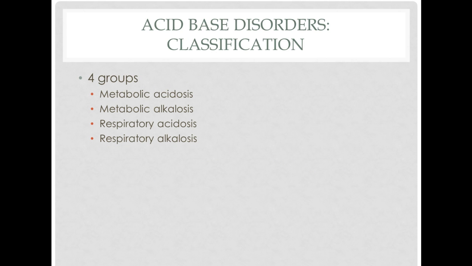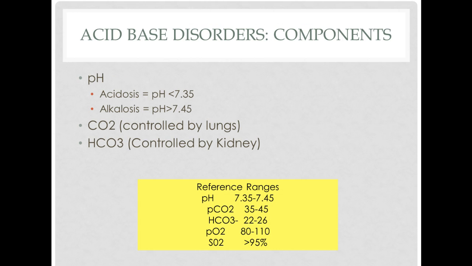When we classify a patient in the hospital with an acid-base disorder, we classify them as one of the four following: metabolic acidosis, metabolic alkalosis, respiratory acidosis, or respiratory alkalosis. We consider someone, again, to have acidosis if their pH is less than 7.34 or 7.35. It's alkalosis if the pH is greater than 7.45.